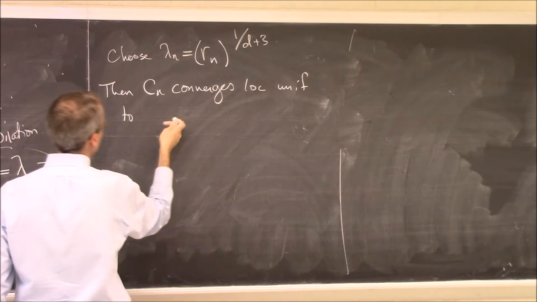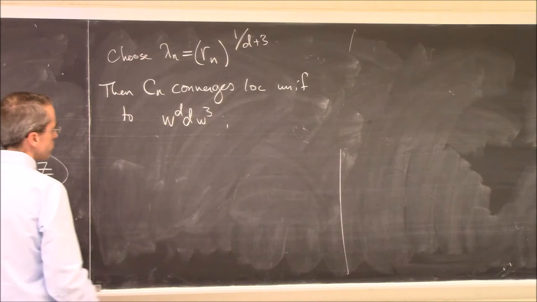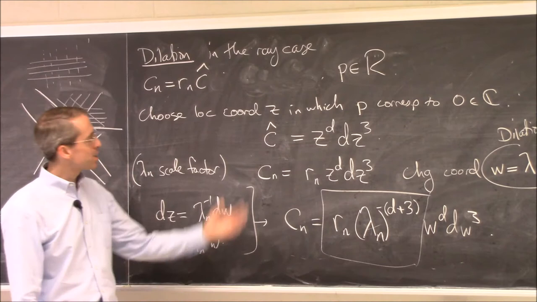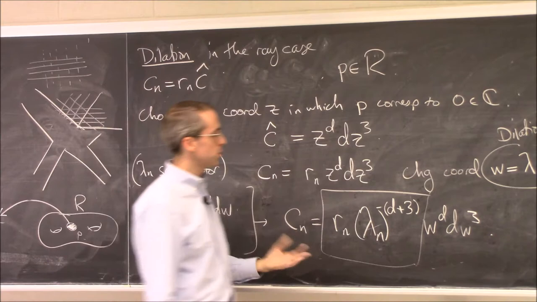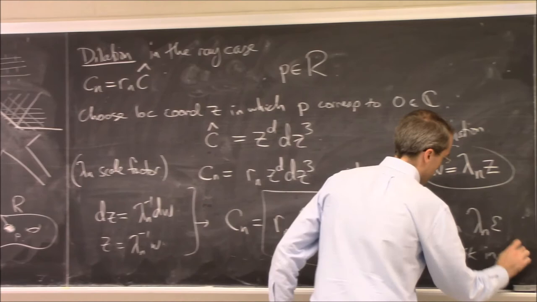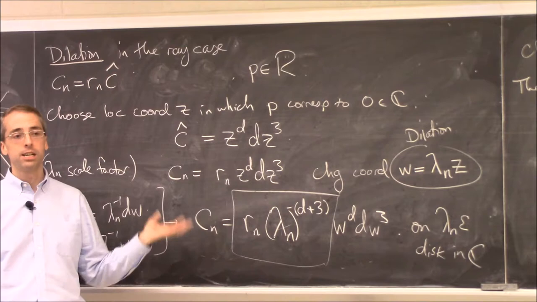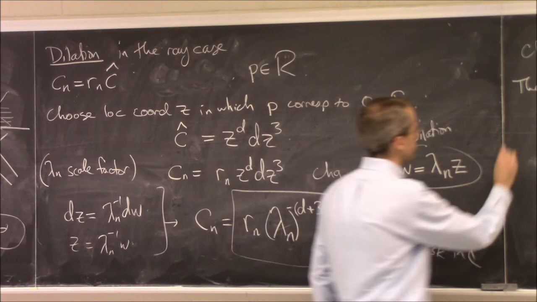Sorry, yeah. Aren't they all constant, actually? Yes, but on different domains. This coordinate map is only local. It goes to an epsilon disk in the z plane, which means it goes to a lambda_n epsilon disk in the w plane. So I would say that yes, they're constant, but that formula is valid on larger and larger sets that exhaust the plane. So it really is locally uniform convergence in the complex plane of a sequence of differentials that have different domains.